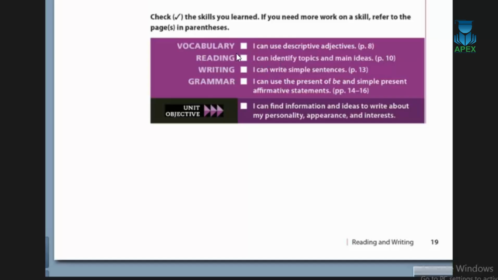Vocabulary, I can use descriptive adjectives. Reading, I can identify topics and main ideas. Writing, I can write simple sentences. And grammar, I can use present of be and simple present affirmative statements. So unit objective, I can find information and ideas to write about my personality, appearance and interests.